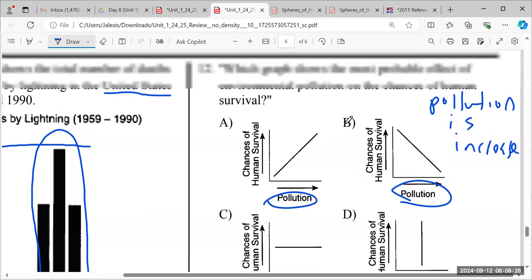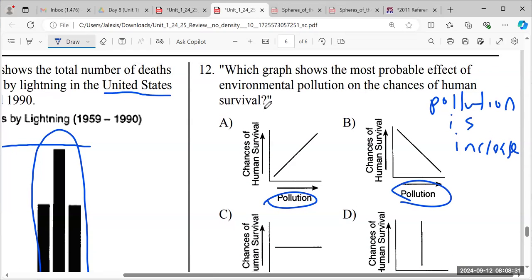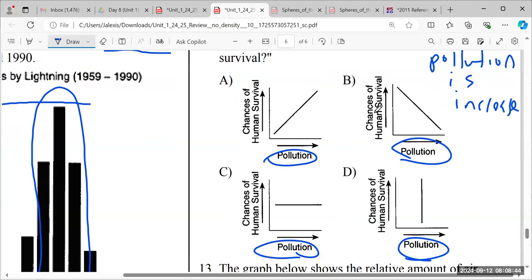So the question becomes, which graph tells me what happens to human survival as pollution increases? Well, what can we say? Isn't human survival going to be less if there's more pollution? Which graph tells me that the chances of human survival will decrease as there's more pollution? Chances of human survival is on the y-axis. So that means my line should be heading downwards as pollution increases. And that's why the correct answer is B, right? As pollution increases, your line should be heading down, which represents chances of human survival.